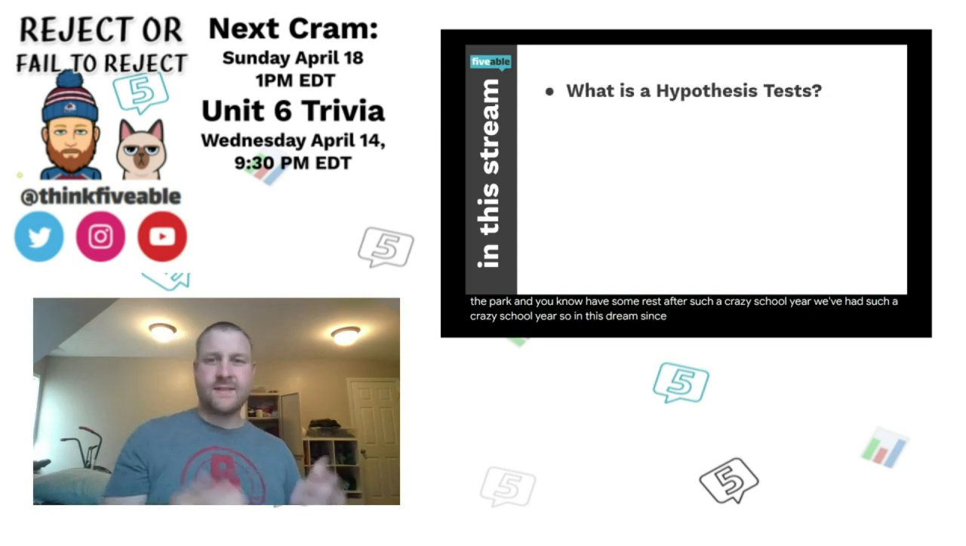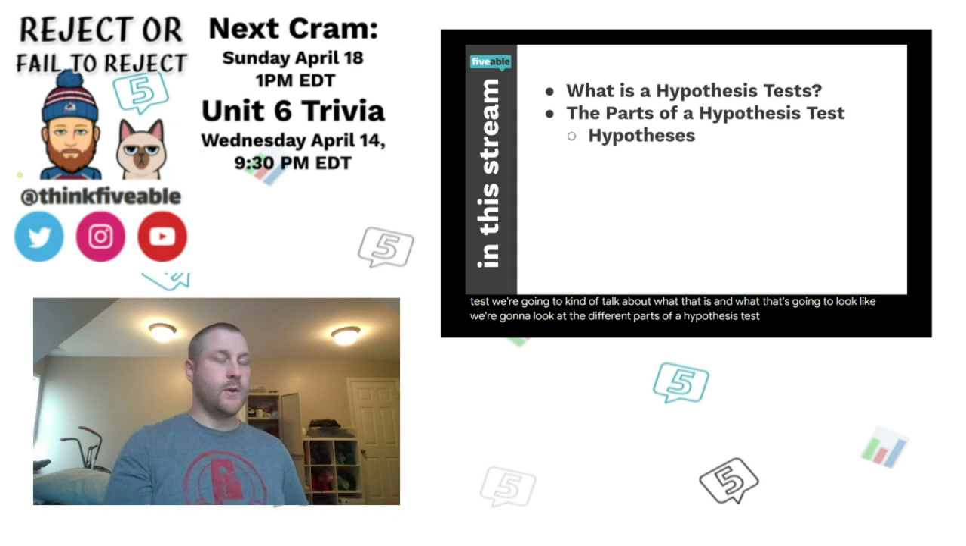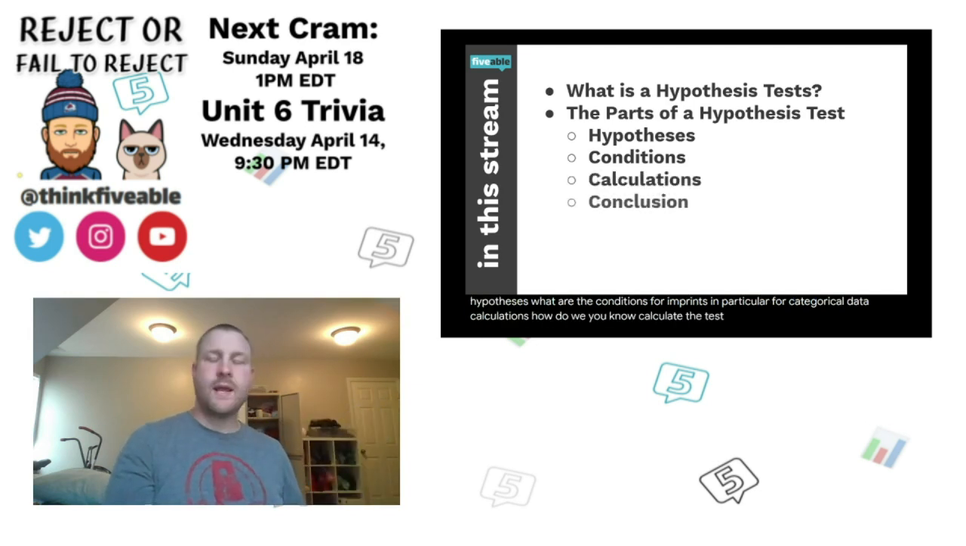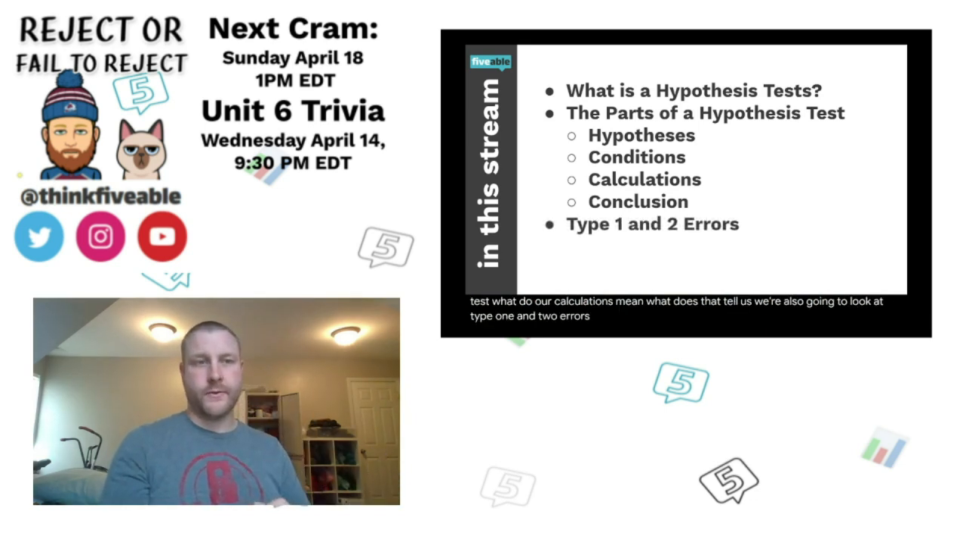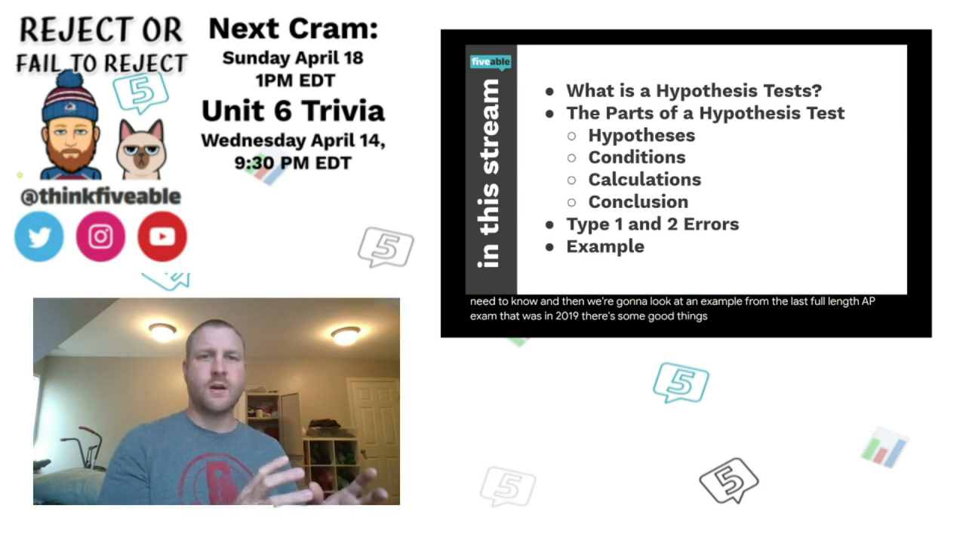So in this stream, since it is the first time we've looked at hypothesis tests, we're going to talk about what that is and what that's going to look like. We're going to look at the different parts of a hypothesis test. How do we write the hypotheses? What are the conditions for inference, in particular for categorical data? Calculations, how do we calculate the test, and then how do we conclude the test? What do our calculations mean? What does that tell us? We're also going to look at type 1 and 2 errors. That's a little side part to hypothesis tests that you definitely need to know. And then we're going to look at an example from the last full-length AP exam that was in 2019. There's some good things to talk about that pop up in that problem that I think will be beneficial for us to work through together as a team.